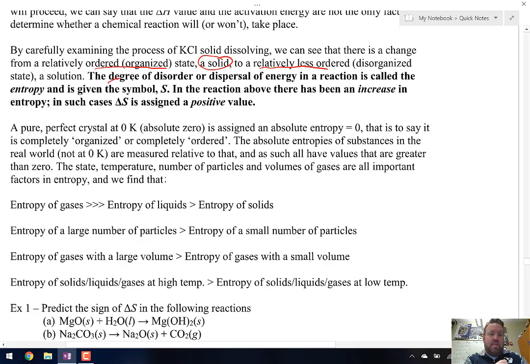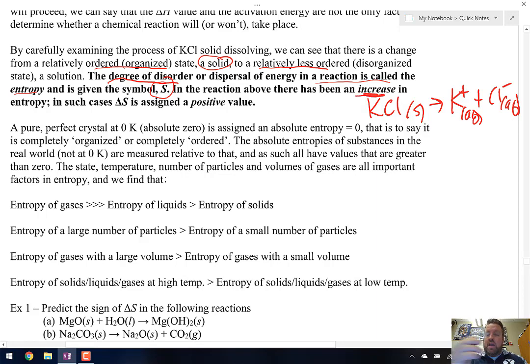Entropy, the degree of disorder in a reaction, is called the entropy, and the symbol that we use for that is a capital letter S. In the reaction above, when you go from KCl solid to K+ and Cl- aqueous, we can say that the amount of disorder or the amount of randomness has increased. So in the reaction above, there's been an increase in the disorder, which means that there's been an increase in the entropy. And in such cases, delta S, the change in the entropy, is positive.